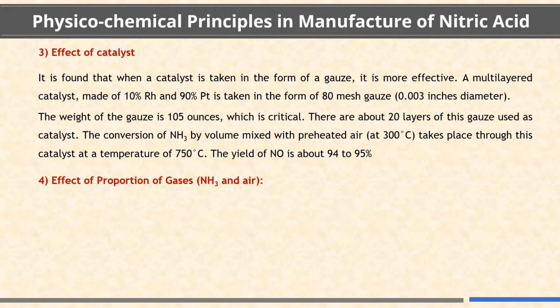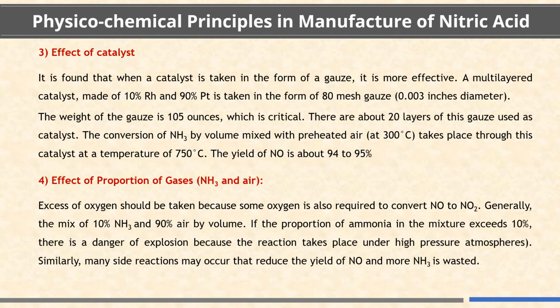Effect of proportion of the gases, that is NH3 and air. The effect of the excess of oxygen should be taken because some oxygen is also required for the conversion of nitric oxide to nitrogen dioxide. Generally, the mixture of 10% NH3 and 90% air by volume is taken.